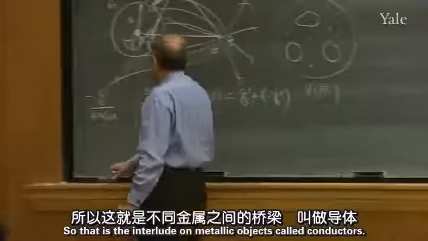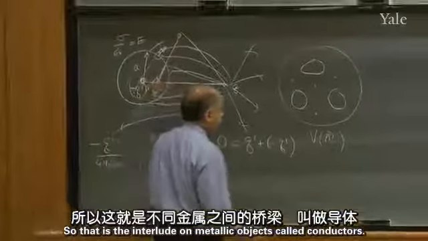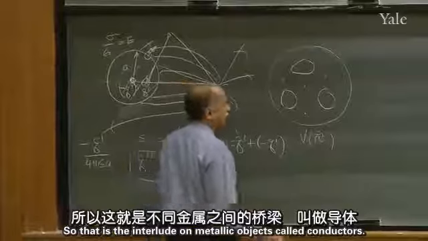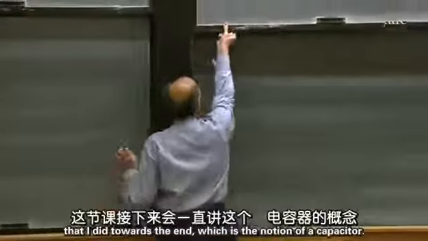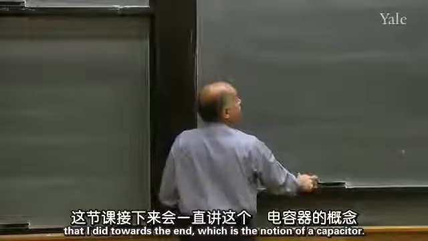Okay, so that is the interlude on metallic objects called conductors. So now I'm going to go to the other problem that I did towards the end, which is the notion of a capacitor.